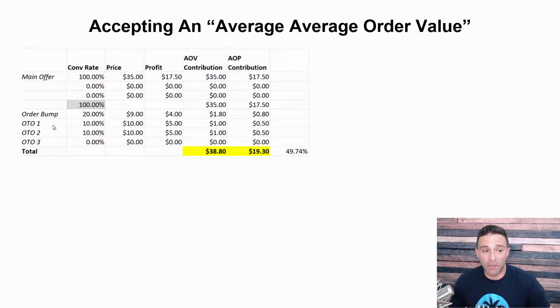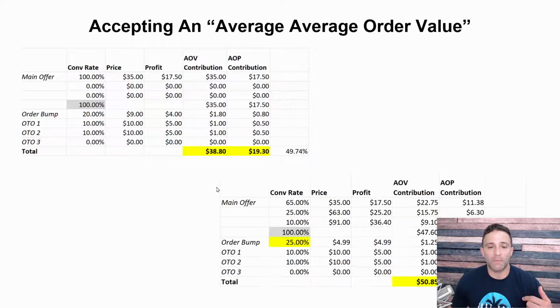Then we have 2 upsells post-purchase. You can see here, 50% margin again, and 10% of people take each one. So it adds $1 to average order value and 50 cents to average order profit. Again here, $1.50. You add all this up, you get $38.80 average order value, awesome, with a $19.30 average order profit. When you divide this out, your acquisition profit is 49.74%, just a little under 50%. And what brought it down was some of these things. This item here wasn't quite 50%.